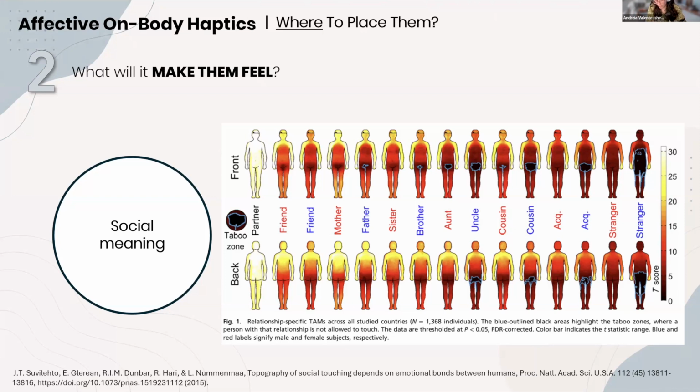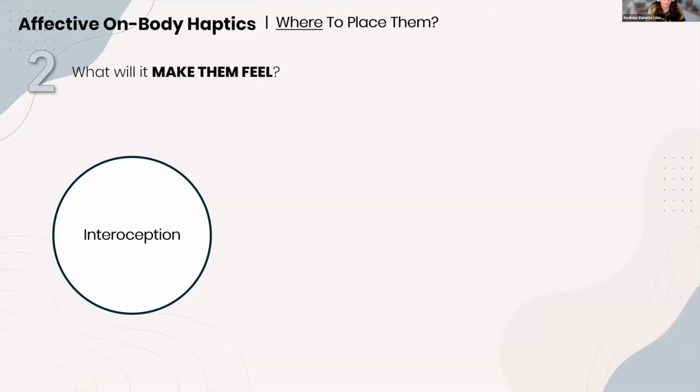And when you're creating a device, if anyone is creating a device where the avatar is touching you, keep this in mind, where people actually like to be touched for when they don't have that intimacy with the identity that is touching them. So interoception.